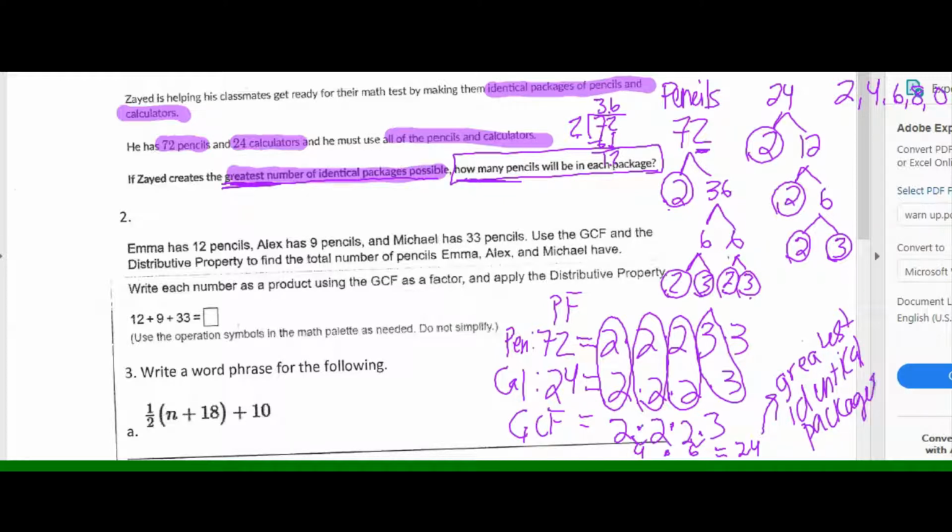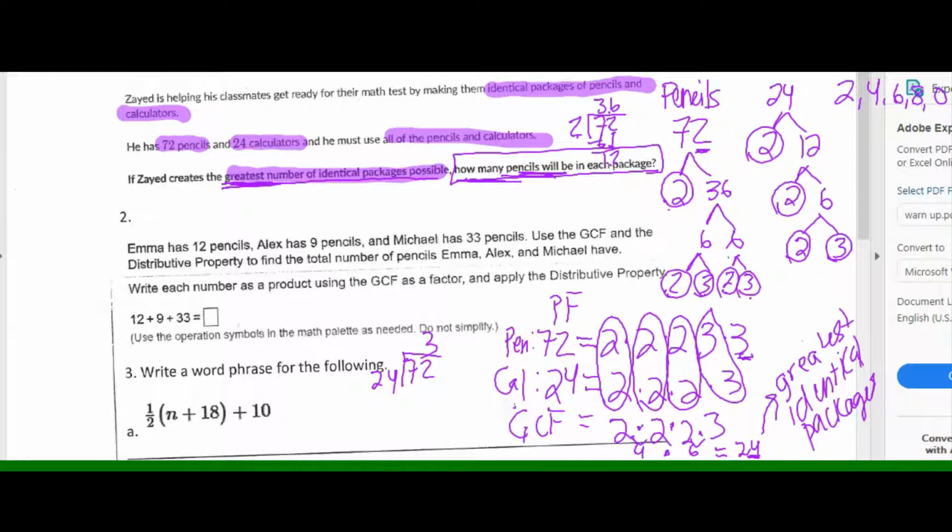Now the question asks how many pencils will be in each group. So if you have 72 pencils and you're making 24 identical packages, if you start with 72 and divide it evenly between the 24 packages, you're going to end up with 3 pencils in each package. So that's the answer to the question.